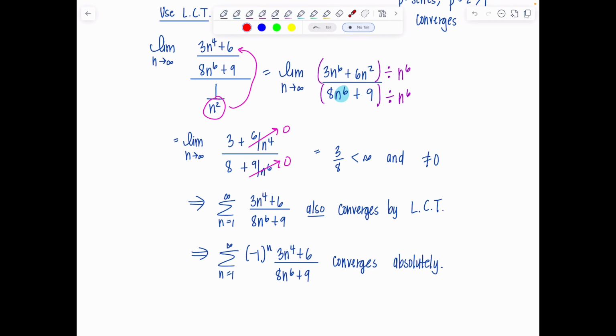So notice, I found out that the absolute value of a_n converged, which means that the original, which was an alternating series, converged absolutely. Okay. A little bit better.